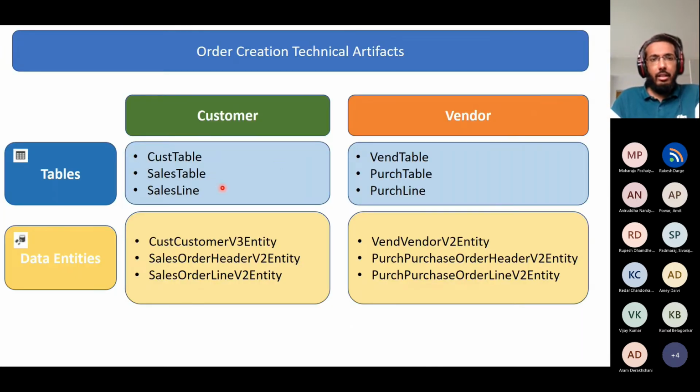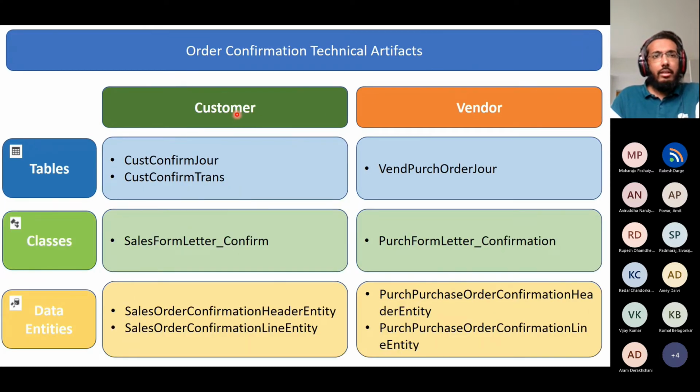Coming back to the slide, you can take this as a reference moving on. Then we have the process of order confirmation. For the same reason, I'll not go back to all the tables, classes and data entities. I'll give you a little insight on classes for this slide, but more or less the entire information is captured over here so that you can get an idea of which tables and which artifacts are being used for each and every process that you're performing.